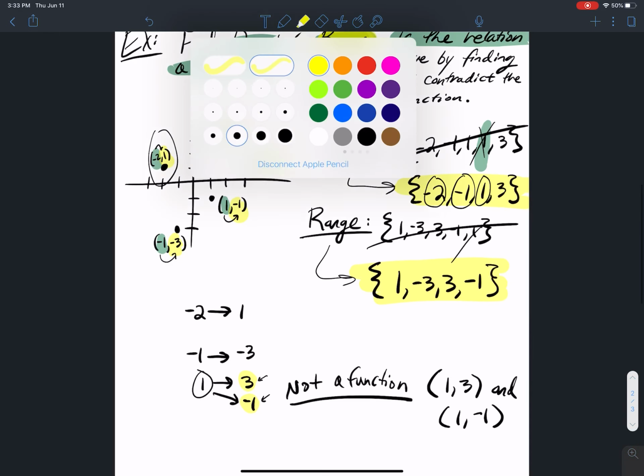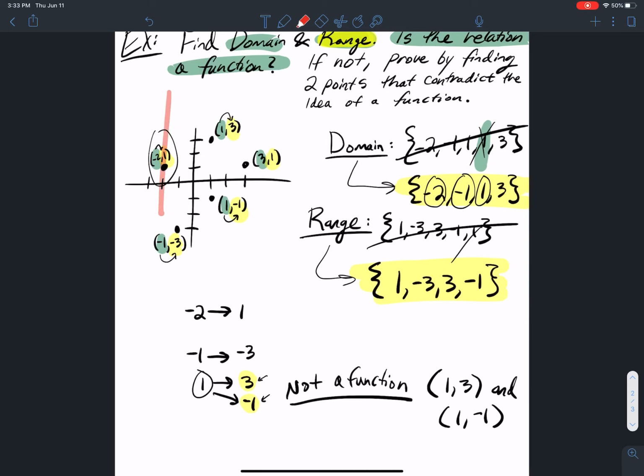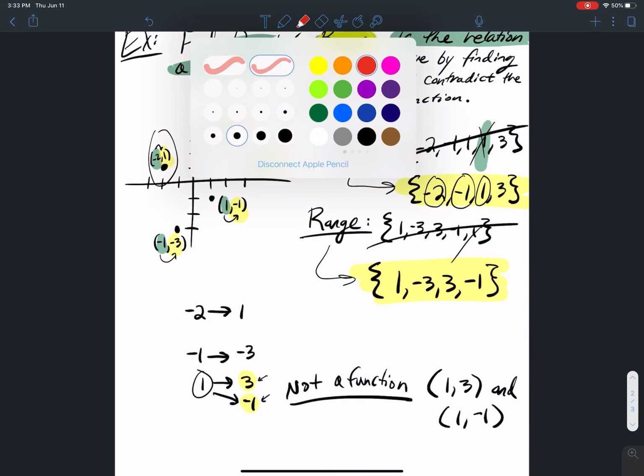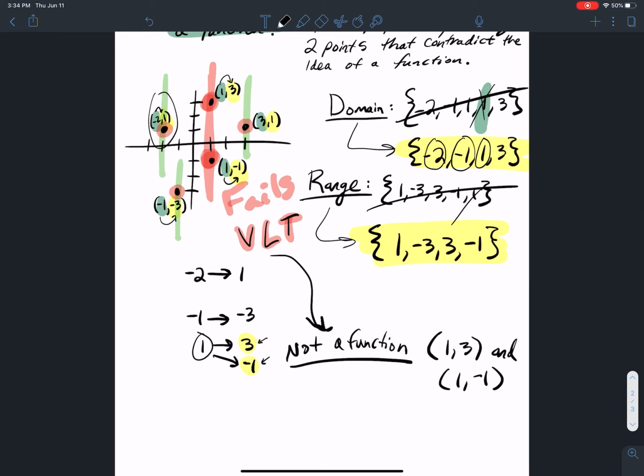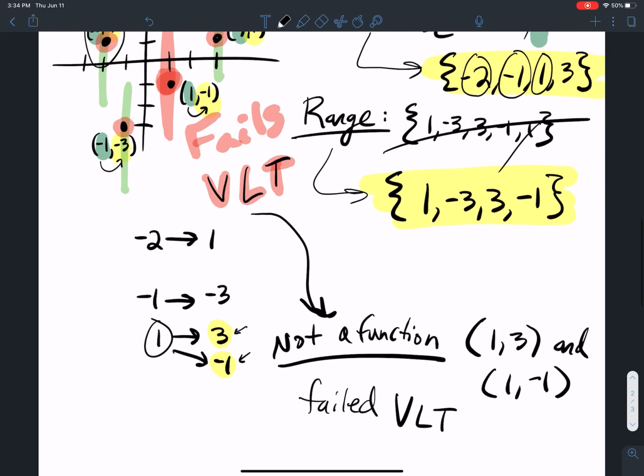How else do we know it's not a function right off the bat? Vertical line test passes here. It passes here. Let me actually do this in green where it passes. It passes here, but where does it fail? The vertical line test fails right here. Why? Because it hits right here and right here. It hits more than one spot, okay, on a vertical line. Therefore, it fails. Vertical line test. Okay, it fails the vertical line test. All right, so therefore it's not a function. Failed vertical line test. Okay, let's try another one.